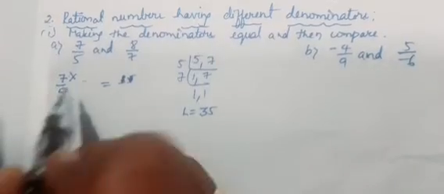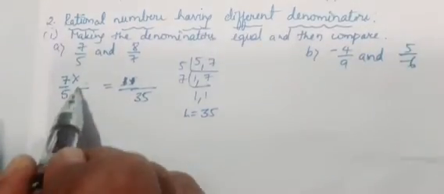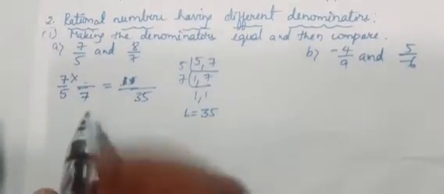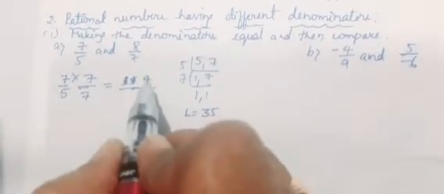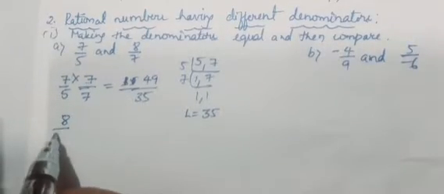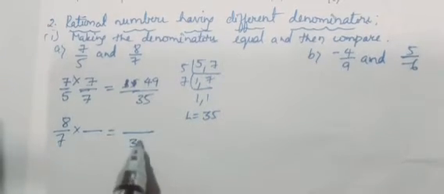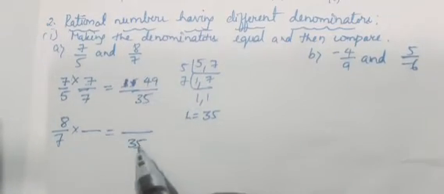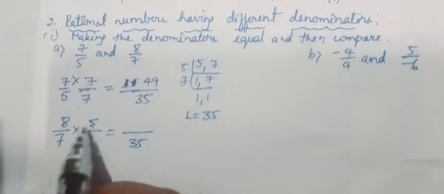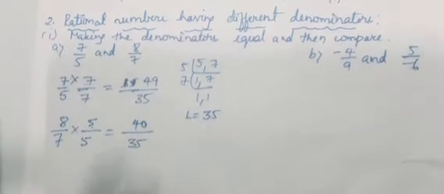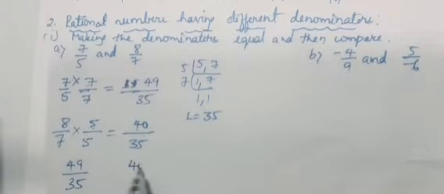Children, with what number do you multiply the denominator to get 35? 5 how many times is 35, children? 5 sevens are 35. So we have to multiply the same number 7 in the numerator. 7 sevens are 49. In the same way, the next rational number is 8 by 7. Again in the denominator, we have to make 35, children, so that the two denominators become common. 7 fives are 35. Multiply with the same number, 8 fives are 40. In this way, we have got 49 by 35 and 40 by 35.